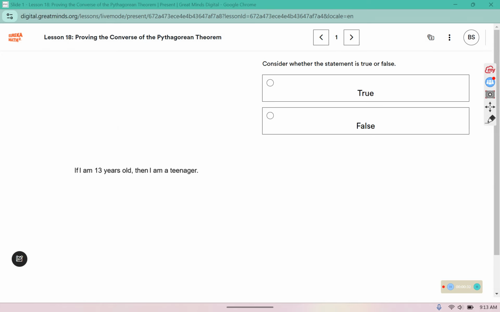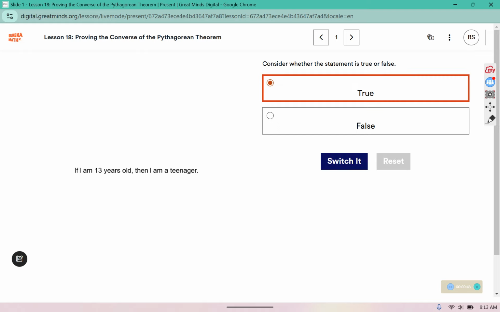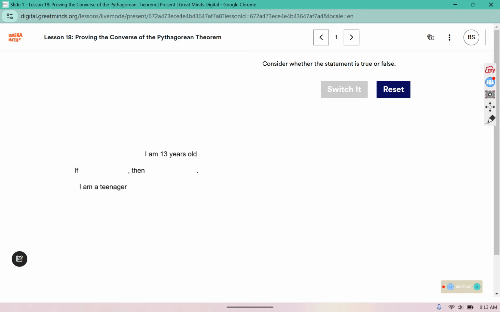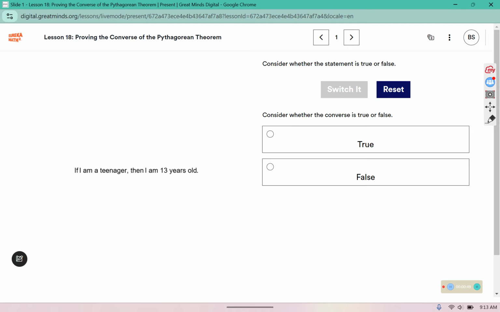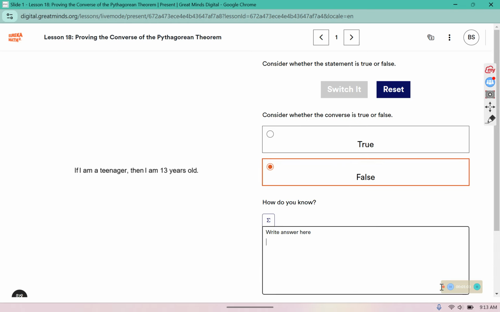And this is another digital lesson today. It says, consider whether the statement is true or false. If I am 13 years old, then I am a teenager. That is true. Now if we click switch it, it's going to change it to the converse. So if I am a teenager, then I am 13 years old. Well, if you're a teenager, there's a variety of ages that you can be, from 13 through 19. So that is false.